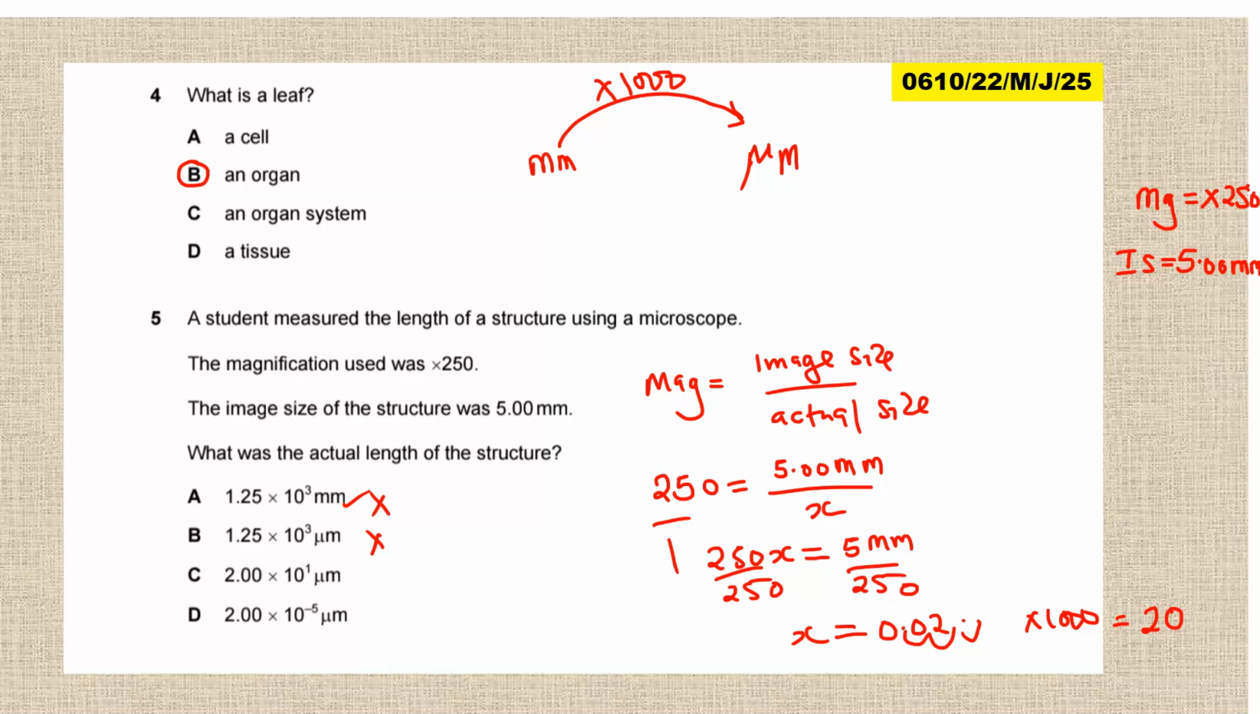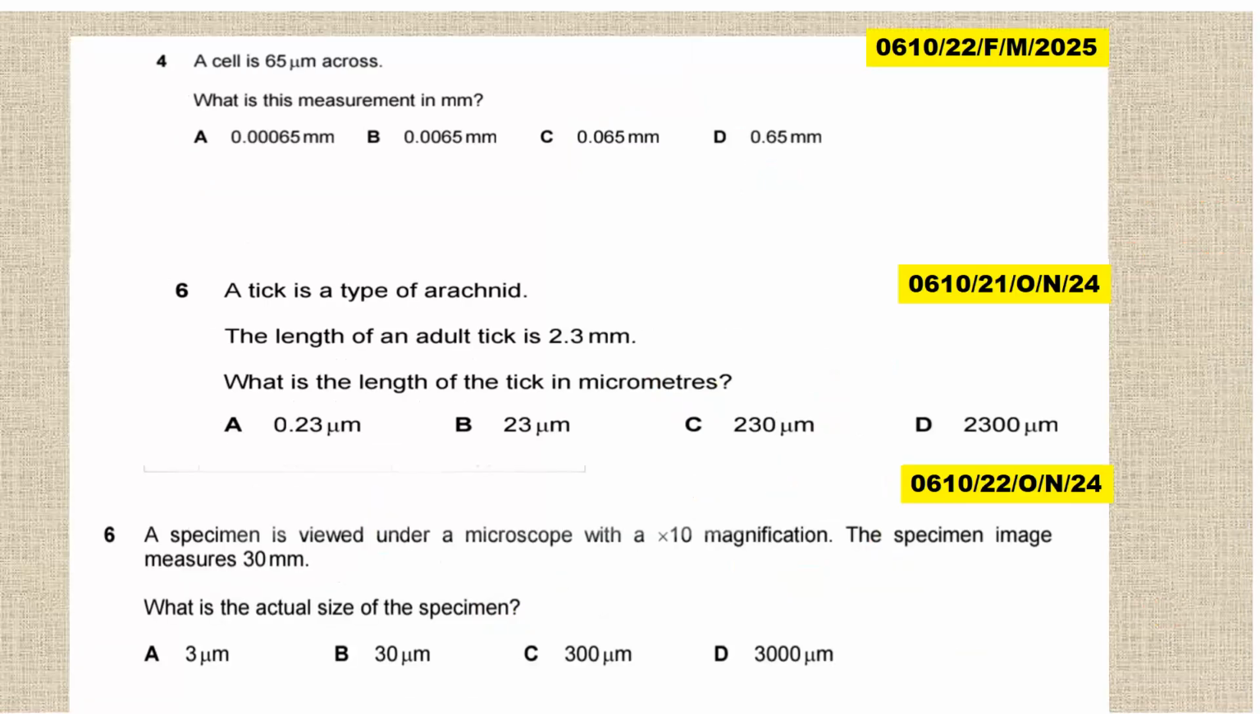Now, these are written in scientific form. So 20 in scientific form is simply 2.0 multiplied by 10 to the power 1 micrometer. So the answer here is C. So that is how we can work out this one. Very important. Then of course, let us look at B.